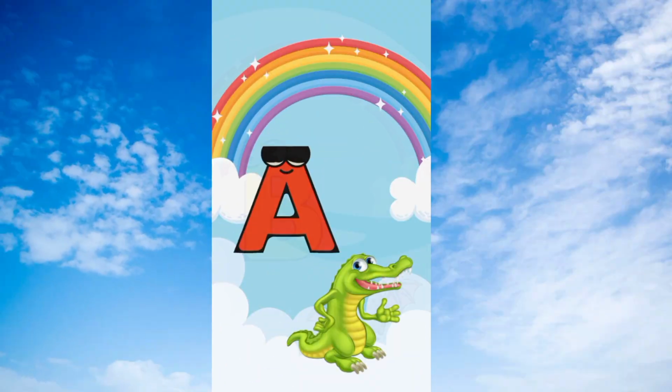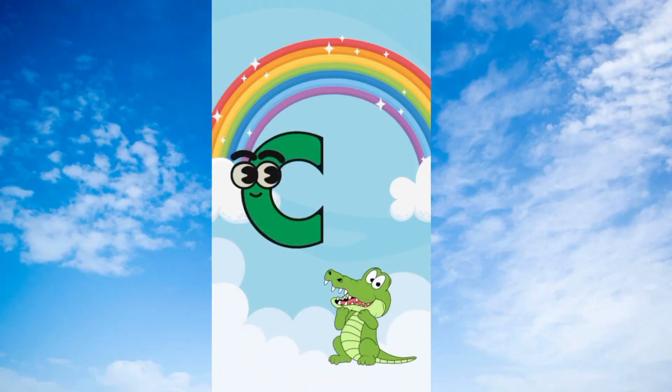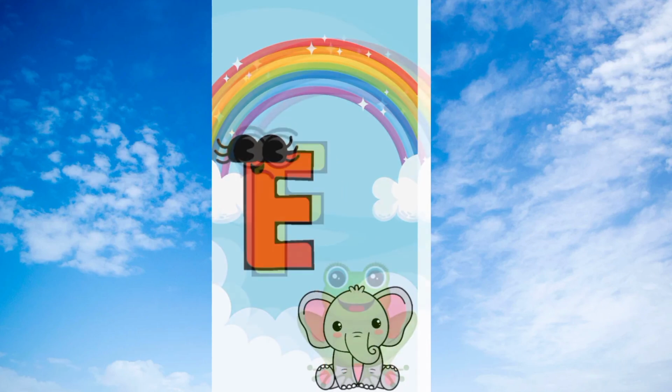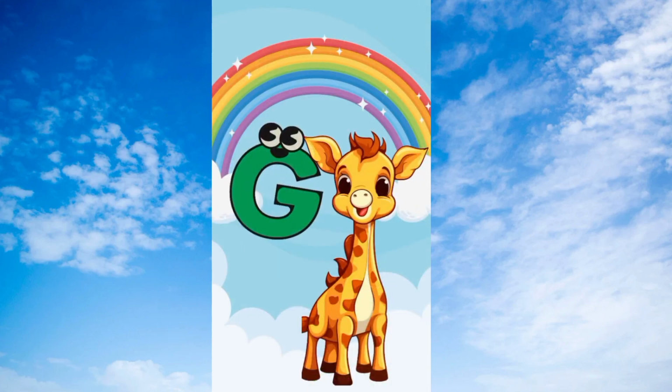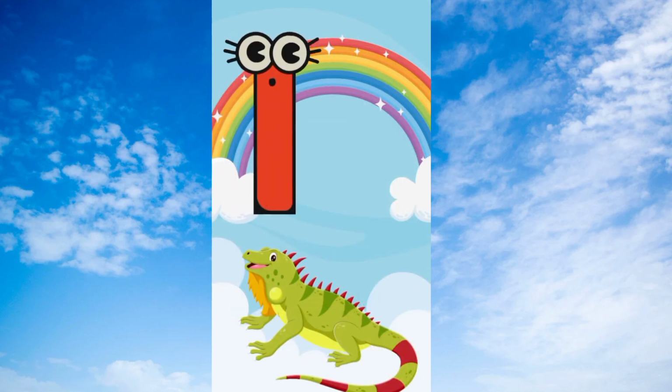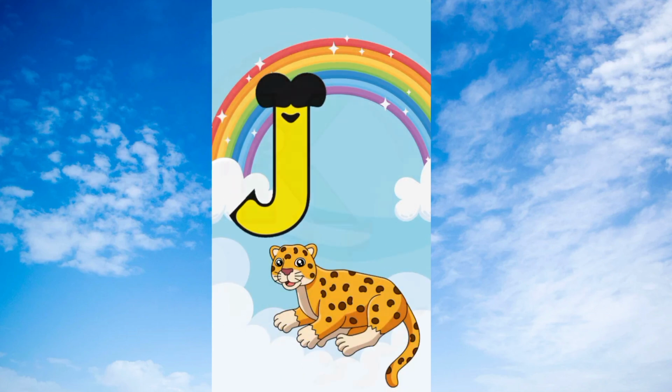A is for alligator, B is for bat, C is for crocodile, D is for dog, E is for elephant, F is for frog, G is for giraffe, H is for horse, I is for iguana, J is for jaguar.